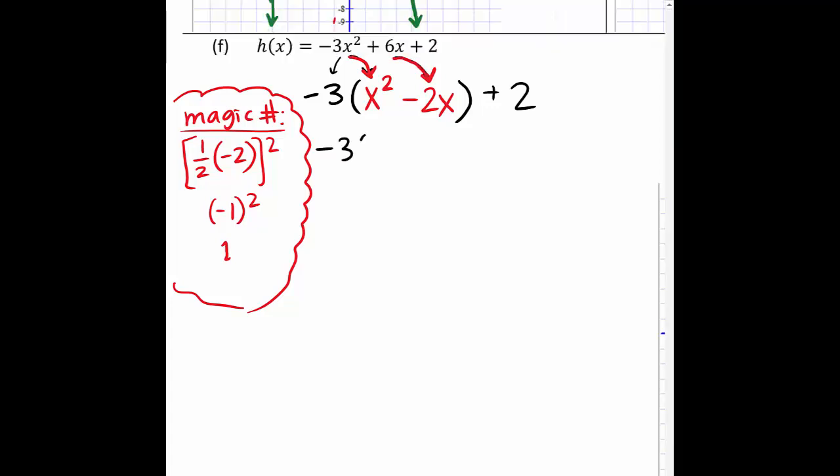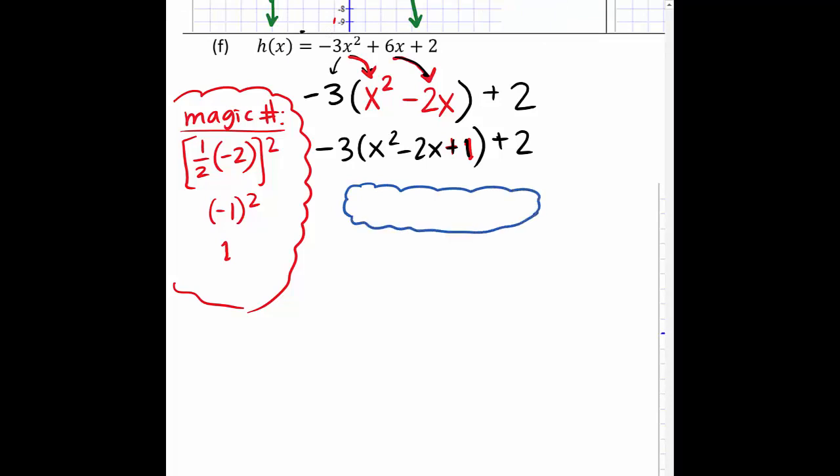I know that's exactly what goes in the parentheses. Positive 1. And then, of course, the plus 2 that was already there. I just gotta think, what's gonna balance that out at the end? So this is where you might have a thought bubble: what is really happening here? I put a 1 in the parentheses, but when I distribute that negative 3 in, it'd be negative 3x squared plus 6x minus 3. So how do I balance out a minus 3? You do the opposite and add 3. That must be what I want to do.